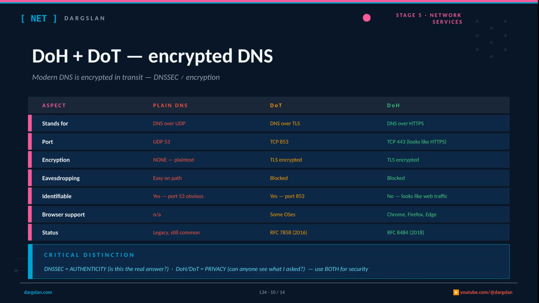Keep the critical distinction in mind. DNSSEC proves the answer is real. DoH and DoT keep the question private. For real security, you want both.